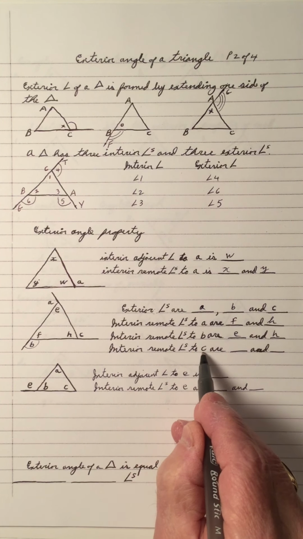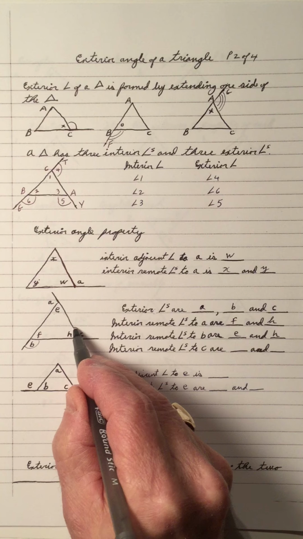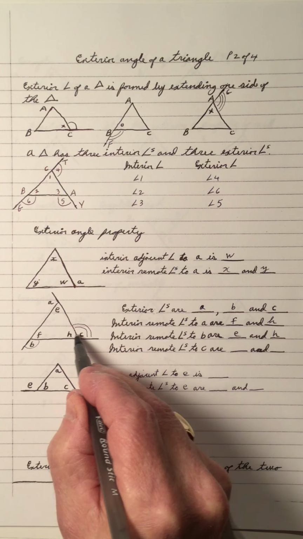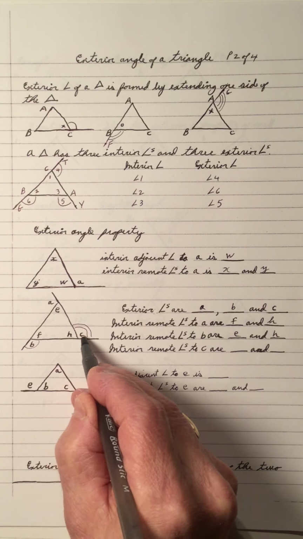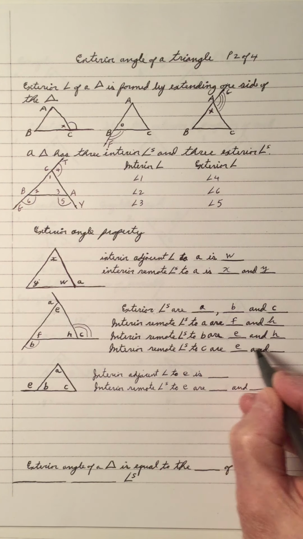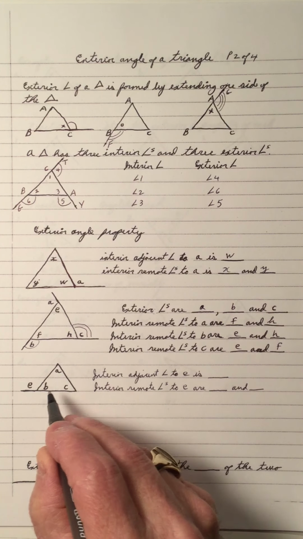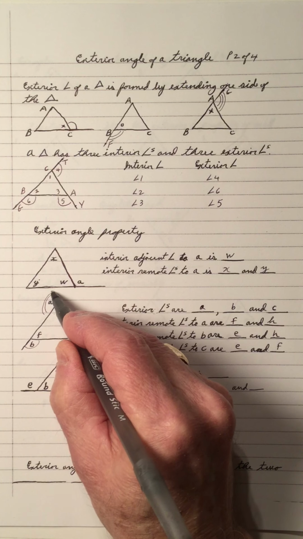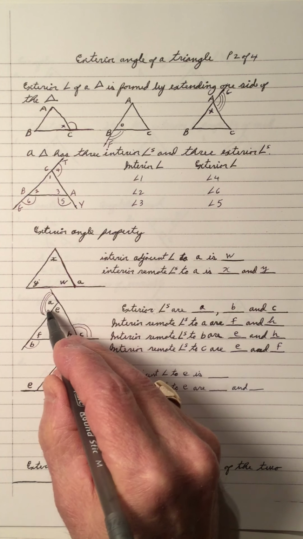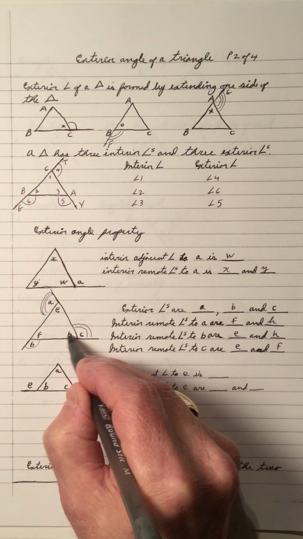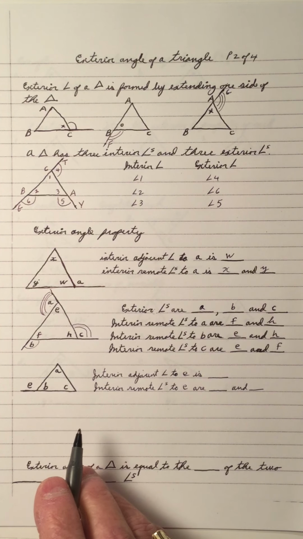Interior remote angle to C. So that's angle C right here, exterior. Then H is adjacent. So the other two, E and F, are remote. Again, angle A is this one. That's an exterior angle. So if that's exterior, that's adjacent. So these are remote, the two remote interior angles.